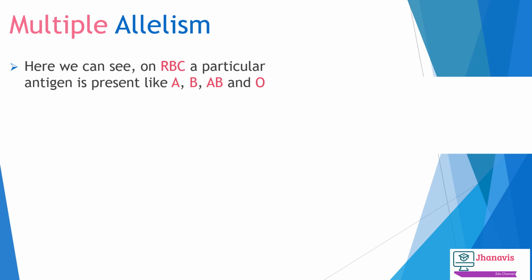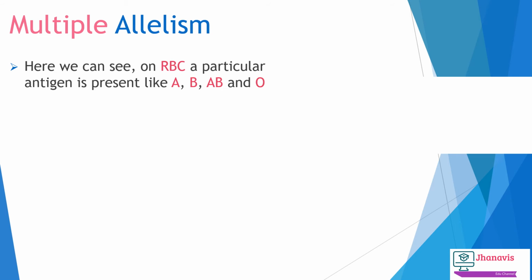Let me explain multiple allelism in detail. First, we will start with an RBC, which is present in the blood, which we will call red blood corpuscles. RBCs have antigens on them. In the diagrammatic representation, I have shown an antigen A with the red color indicating the A. A means the antigen which is present on the RBC.